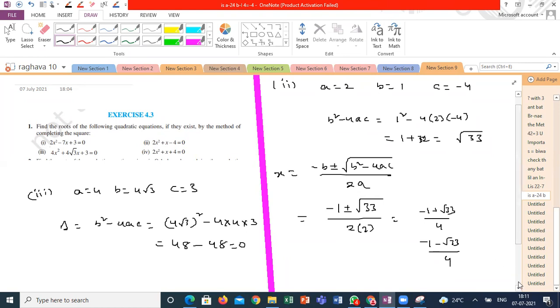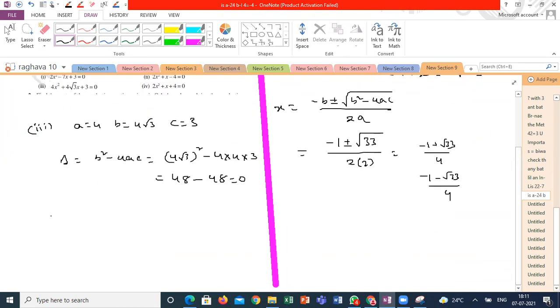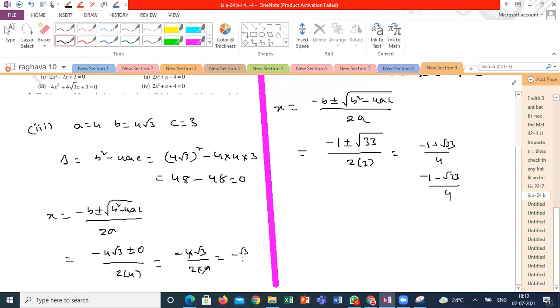Third question, what is the answer? x is equal to minus b plus or minus square root of b square minus 4ac by 2a, which gives minus 4 root 3 plus or minus 0 by 2 into 4. This is minus 4 root 3 by 2 into 4. So the answer is minus root 3 by 2 is the solution. Same roots, minus root 3 by 2, minus root 3 by 2.